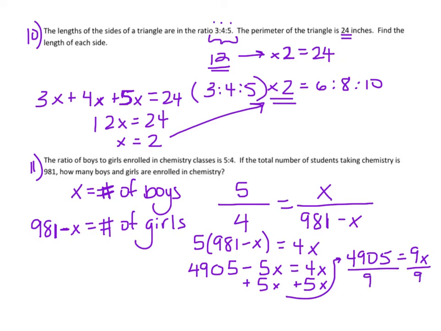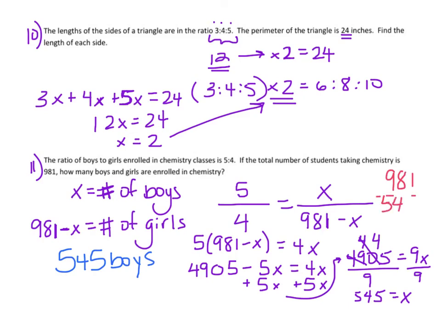Let's use our short division. 9 goes into 49 5 times with 4 left over. 9 goes into 40 4 times with 4 left over. And 9 goes into 45 5 times. So the number of boys in the class is 545. And the number of girls in the class is whatever 981 minus 545 is: 436 girls.